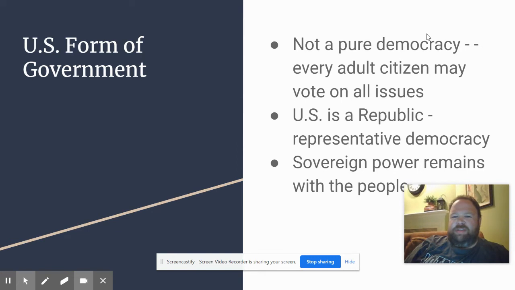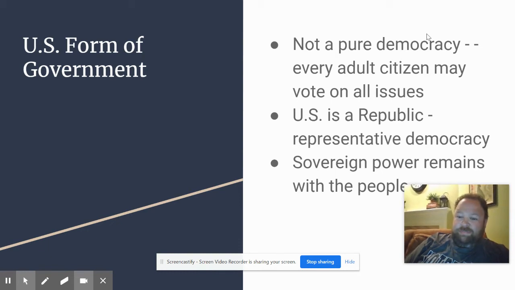A lot of people consider the United States a pure democracy, and we are not. A pure democracy is when every adult citizen votes on all issues. As an adult citizen, I can say that would be a huge pain, so I'm glad we are not a pure democracy. But instead, we are a republic, a representative democracy, which means we elect our representatives to vote for us. Sometimes that's a good thing, sometimes it's not, but I still say it's better than me having to vote on every little thing. The sovereign power, though, remains with the people, which means if we don't like what our representatives are doing, we elect someone else.